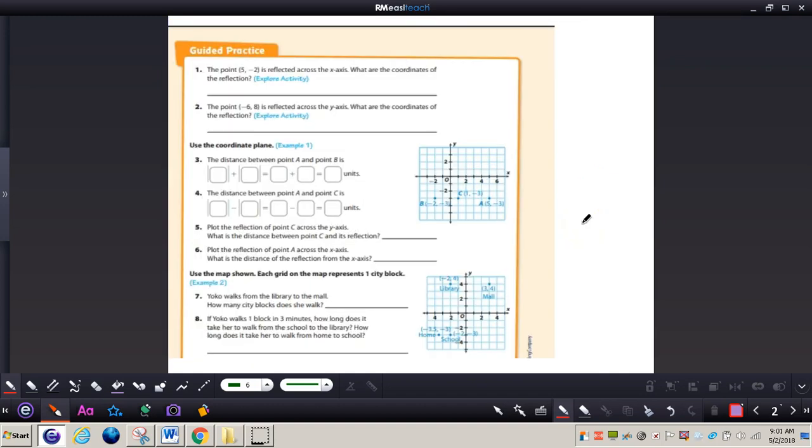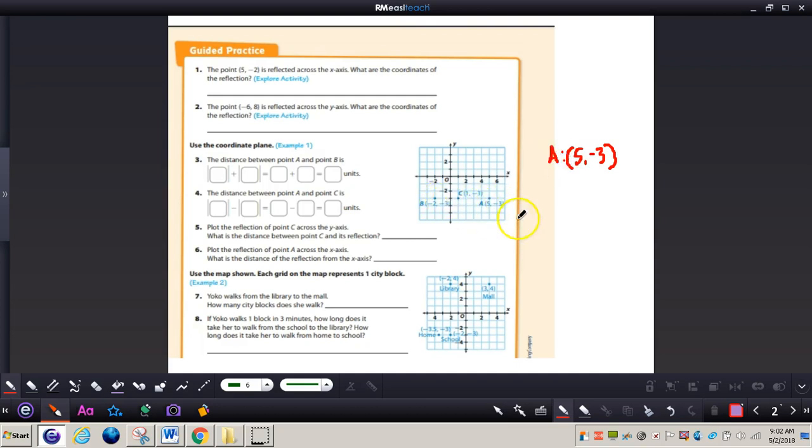Now let's take a look at number 3. We'll do this one together. So it's saying use the coordinate plane, and it says the distance between point A and point B is, and they have some blanks for us to fill in. So let's take a look at this one. So point A we see is 5, -3. So that's A.